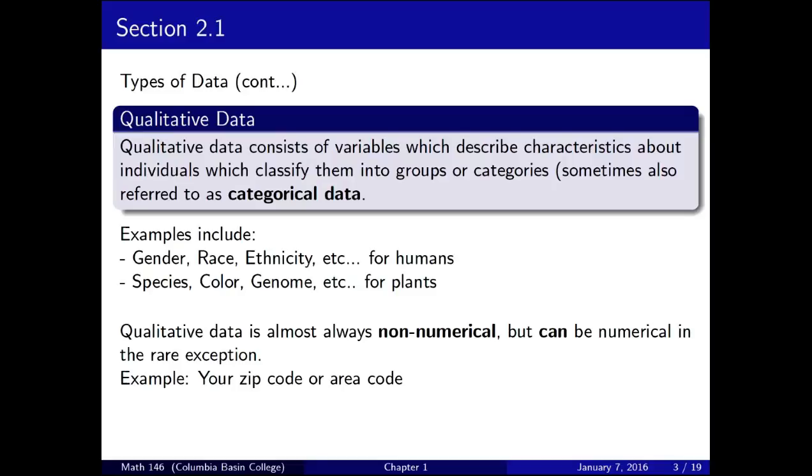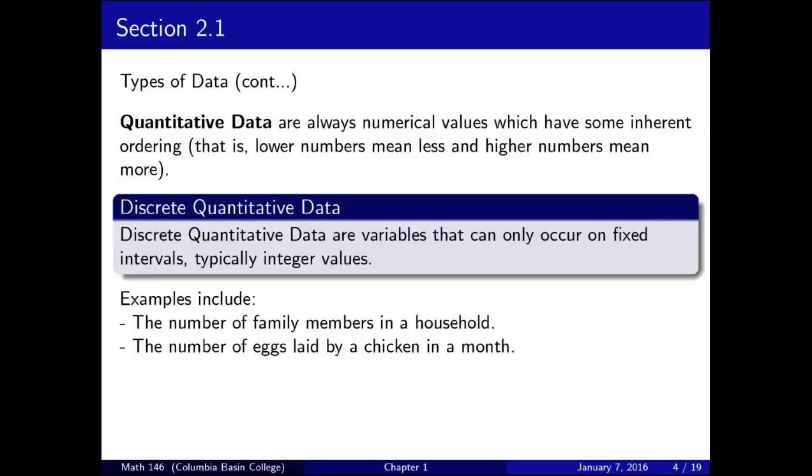Quantitative data is always numerical values, and they have to have some inherent ordering, meaning that lower numbers mean you have less of it, and higher numbers mean you have more of it. Within quantitative data, we split it into two groups. The first is discrete quantitative data. Discrete quantitative data are variables that only occur on fixed intervals, and typically those intervals are integer values.